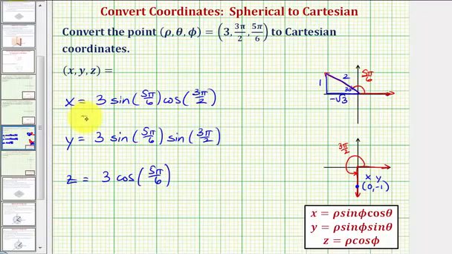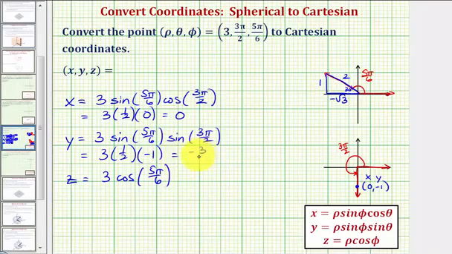So for x, we have x equals 3 times sine 5π divided by 6, which would be equal to the ratio of the opposite side to the hypotenuse, which would be 1/2, times cosine 3π divided by 2, which would be equal to the x-coordinate of this point on the unit circle, which is 0. So x is equal to 0. For y, we have 3 times sine 5π divided by 6, which we know was 1/2, times sine 3π divided by 2, which would be equal to the y-coordinate on the unit circle, which is negative 1. So y is equal to negative 3/2.